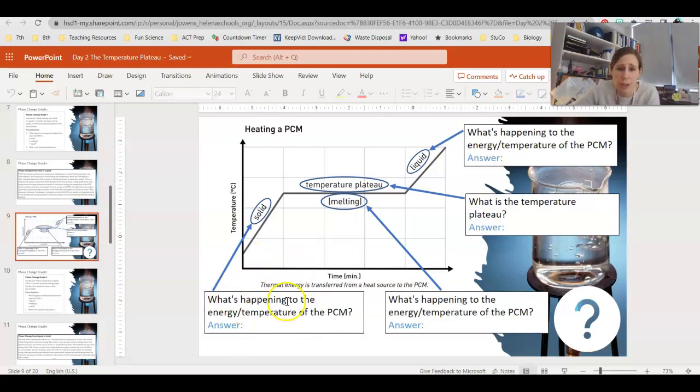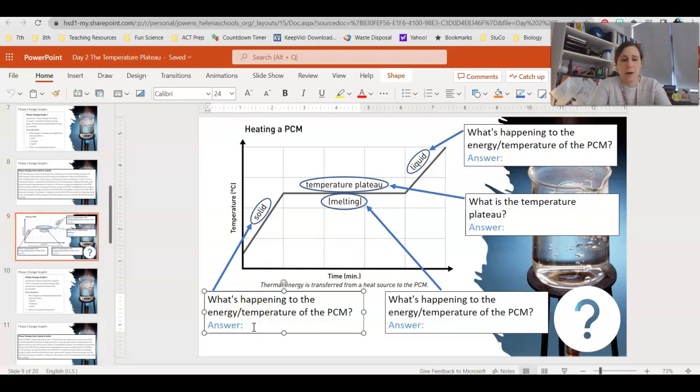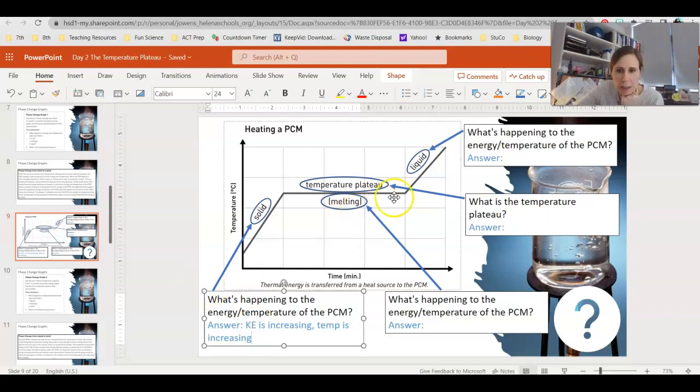So these are the questions you guys are answering. You guys can see where I highlighted the solid. What's happening to the energy or the temperature of the PCM? So at this phase right here, the temperature is going up and it's still solid. Okay, so you guys would talk about how the temperature and the energy is going up. You guys don't have to do complete sentences. I'd be happy with something like KE, kinetic energy, is increasing. Temp is increasing. So you guys can keep it pretty simple, okay?